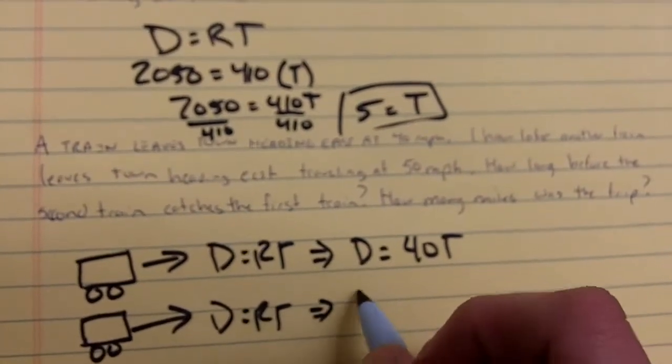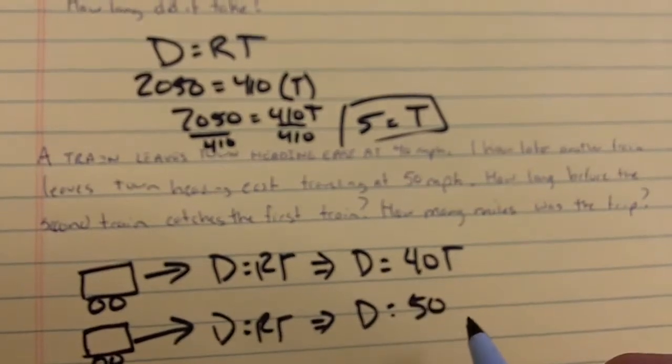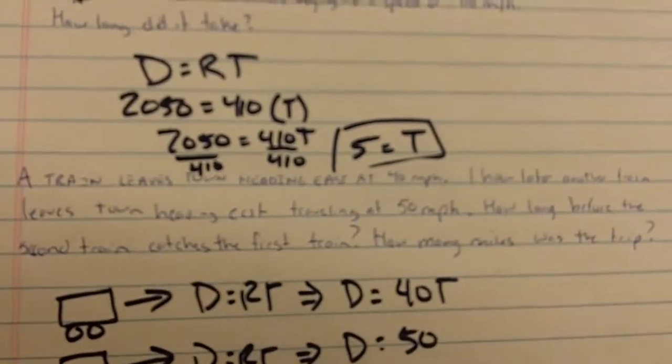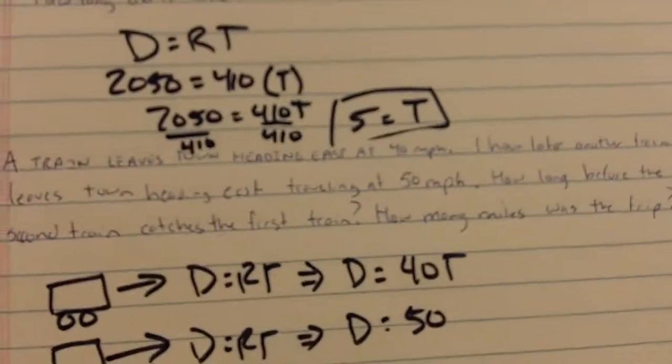Do I know the distance? No. Do I know the rate? Yes, 50 miles per hour. That's from the problem. Time. Do I know the time? Not really, but like I said, if we have two things going on, we've got to start figuring out relationships.